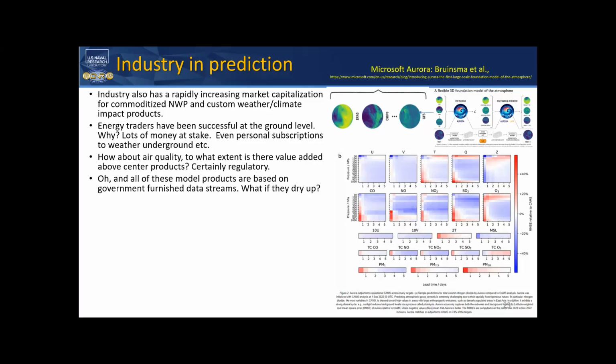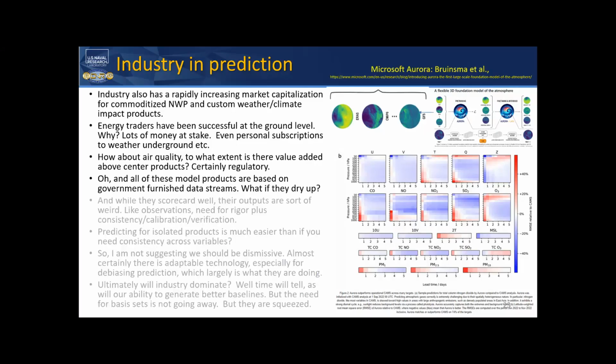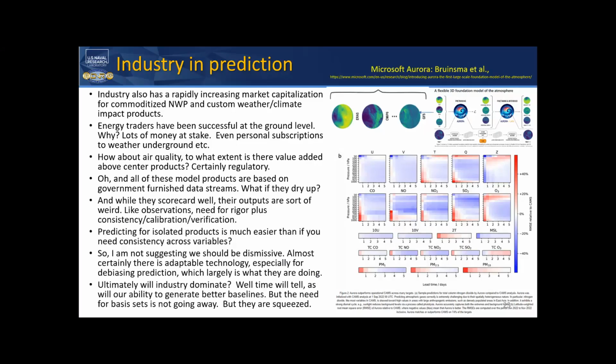And where they're good at is debiasing data. They're not there yet when it comes to prediction, but we debias as well. So again, there are issues on like, are they really doing what they say they're going to do? And they scorecard well because they train against the scorecard. But again, a lot of times you'll actually look at the meteorology and like, that just doesn't look physical. And again, it's good for isolated products, but if you need consistency across variables, it becomes a bit problematic. We certainly can't be dismissive, but almost certainly we also, again, need to be sort of buyer beware.